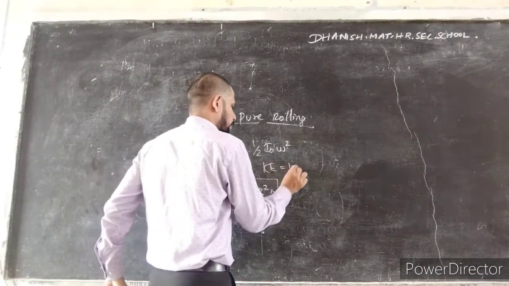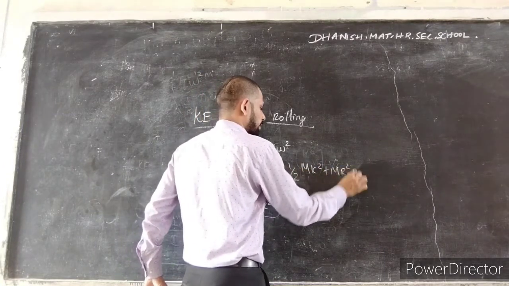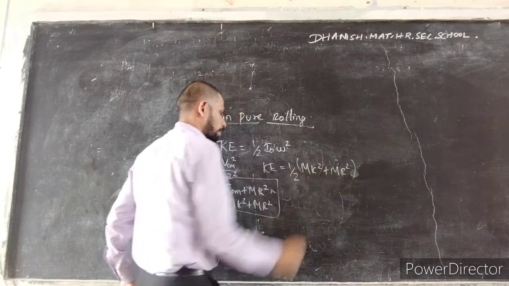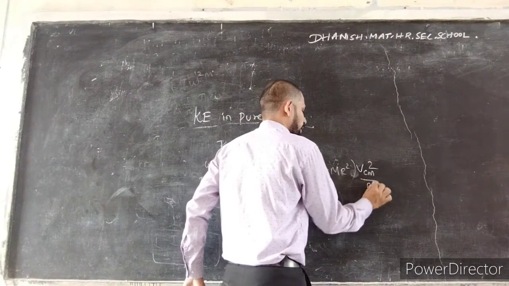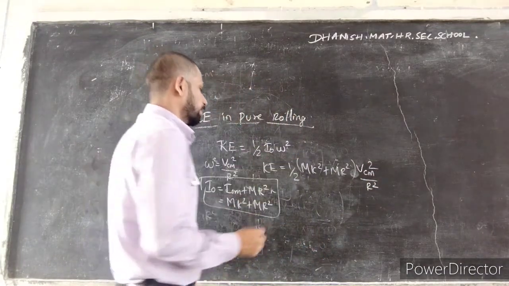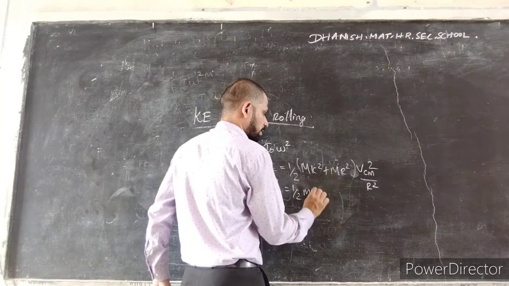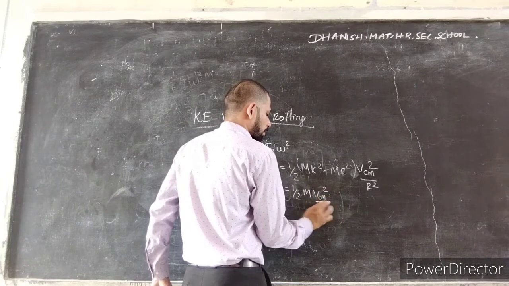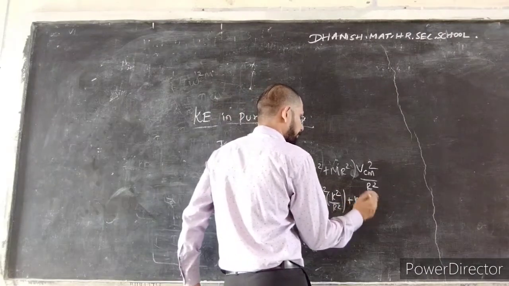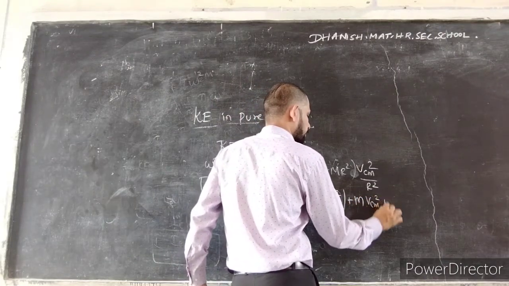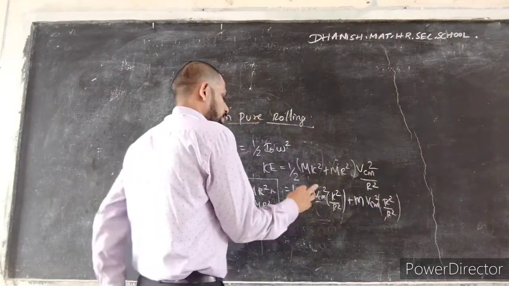So kinetic energy will be equal to 1 by 2 into mk square plus mr square into omega square, where omega square is equal to VCM square by r square. Okay, so whenever you are doing the multiplication, we can write m VCM square by VCM square k square by r square plus m VCM square r square by r square. So it will cancel each other, so it will become 1.